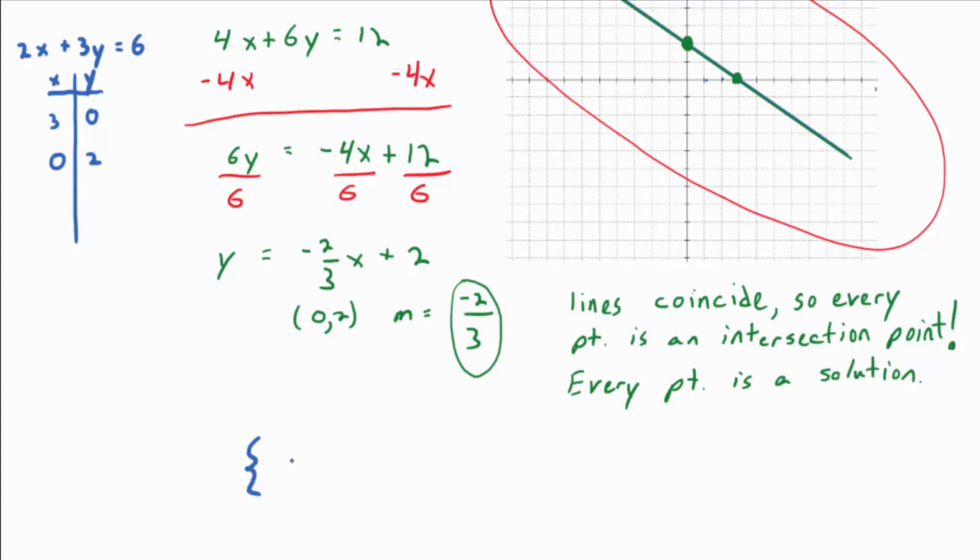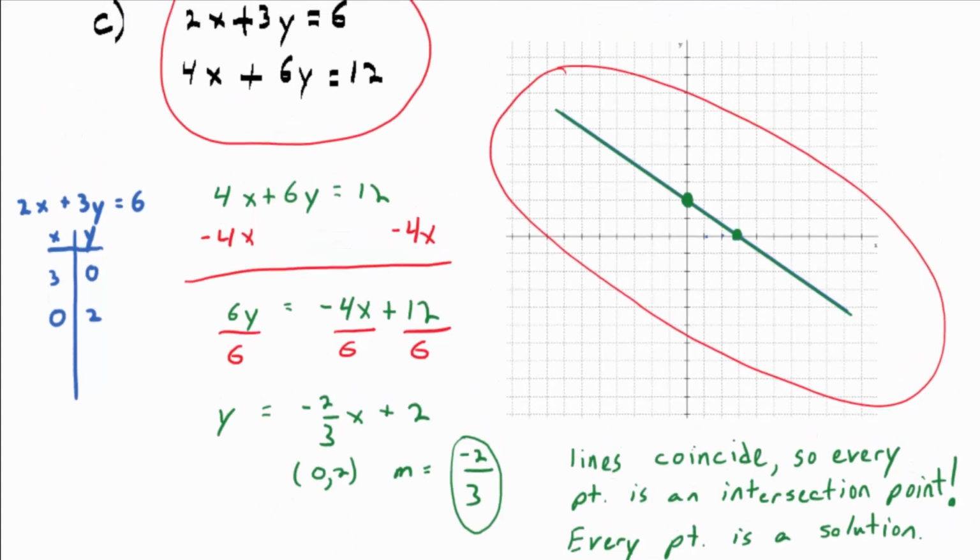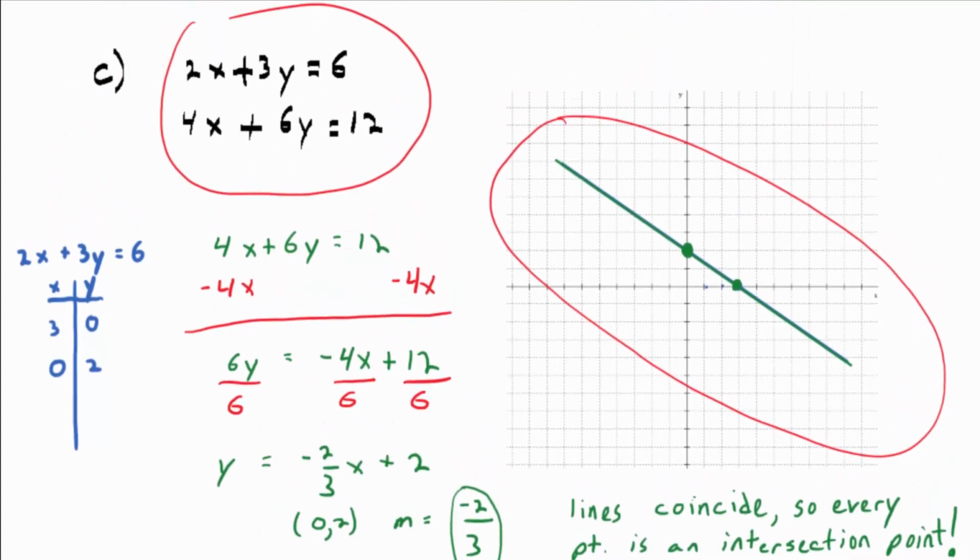The solution is the set of all ordered pairs x, y. So you start with a curly bracket, write down a generic ordered pair x, y, and then a vertical bar. What does the vertical bar mean? Such that. So far, this is what I've written. It translates to the phrase, the set of all x, y, such that. Well, such that one of the equations is satisfied, because if one of them is satisfied, both of them are. So I'll just take the first one, such that 2x plus 3y equals 6.